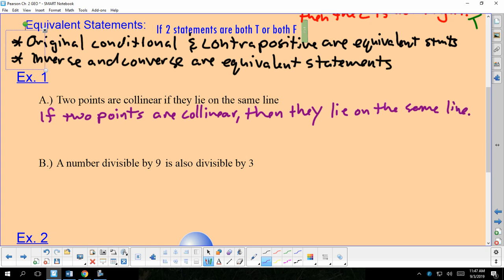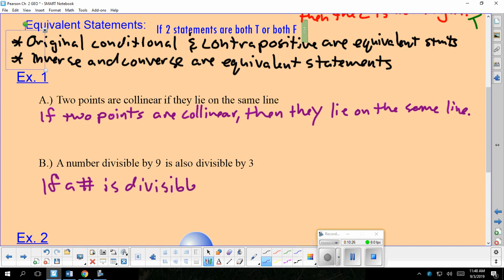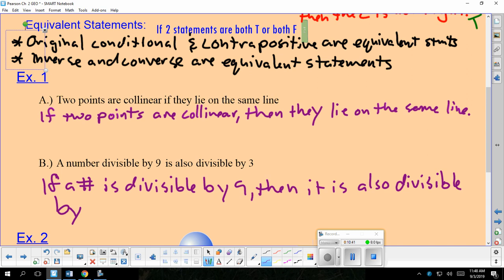You try B. Take a second. See if you can change that to an if-then statement. Let's see how we did. If a number is divisible by 9, then it is also divisible by 3. Changing those to if-then statements.